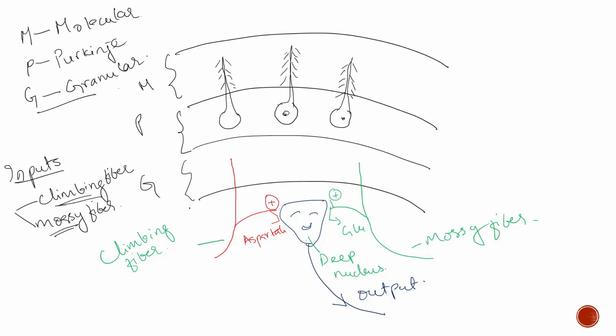Good enough. Now let us take these Purkinje cells. The best part is this is the dendrite of the Purkinje cell. The axon of the Purkinje cell comes and synapses with my deep nucleus. And this is inhibitory in nature. If it is inhibitory, what is it releasing? GABA.